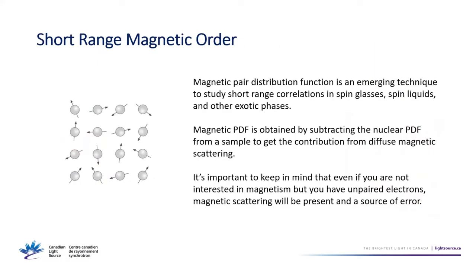Another interesting thing, which is a pretty new field, is using neutrons for short-range magnetic order. Just in the past decade or so, people have worked out the math to figure out how to interpret magnetic pair distribution functions. When you have short-range correlations of magnetic order, that's going to give you magnetic diffuse scattering. And if you are able to pull that out by subtracting the nuclear PDF and figuring out the leftover, you can get the magnetic PDF. And then you can start to look at short-range magnetic order.